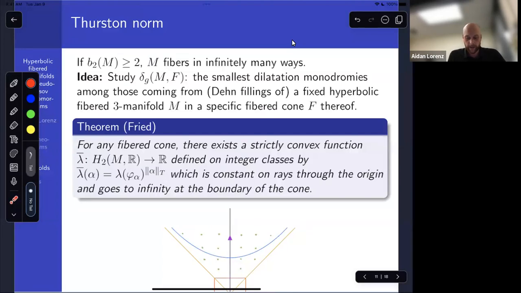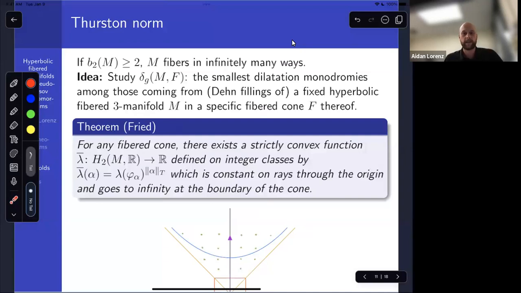Technically it's not defined on all of H2MR, it's only defined inside fibered cones in H2MR. You define it on integer classes inside a fibered cone by saying, well, an integer class has a monodromy associated to it, because inside a fibered cone, an integer class represents a fibration. We're assuming our manifold M is hyperbolic, so by our theorem of Thurston, the monodromy is pseudo-Anosov, so it has a dilatation. So you take that dilatation and raise it to the power of the Thurston norm.